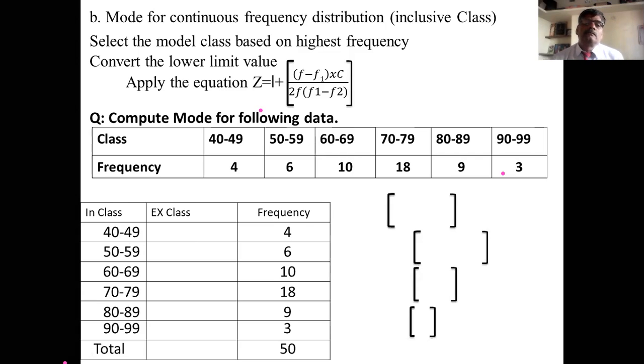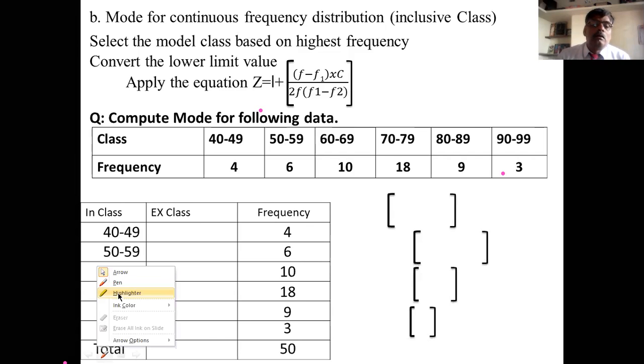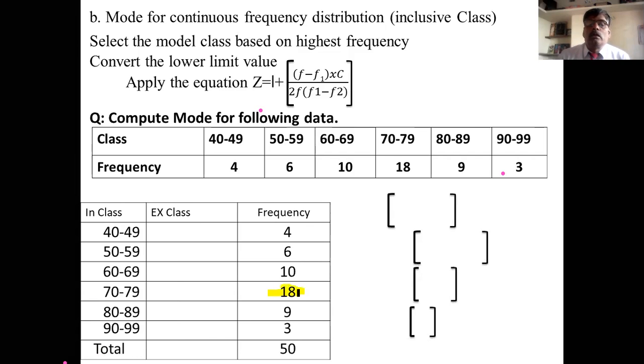Then you have to find the highest frequency. Highest frequency is 18. Related to this is 70 to 79. This is the class, but it is not the class for mode because it is an inclusive class. You have to convert this into exclusive.